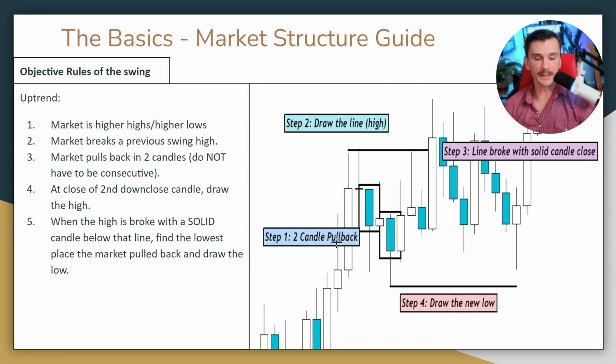Step 1, I need a 2-candle pullback. Notice the market has came back down. The candles do not have to be consecutive. I just want to see them pull back in 2 candles or more. They give me that 2-candle pullback. Step 1. Step 2, I draw my line.